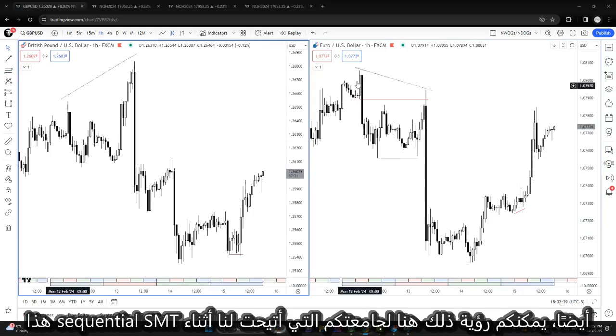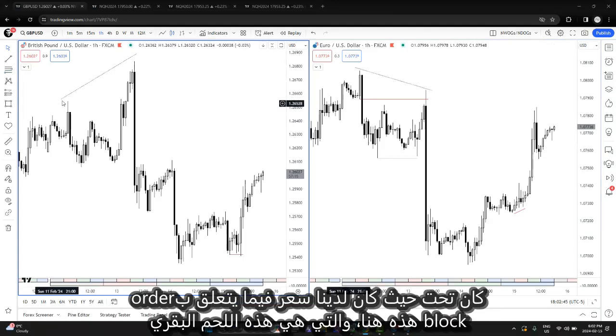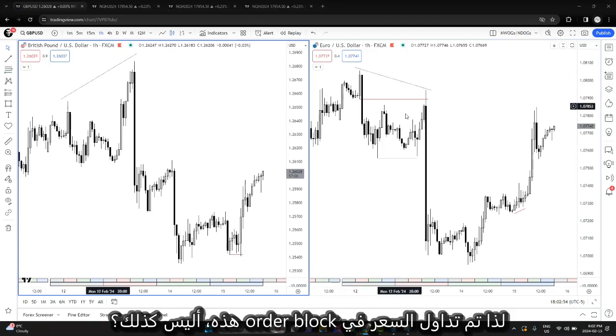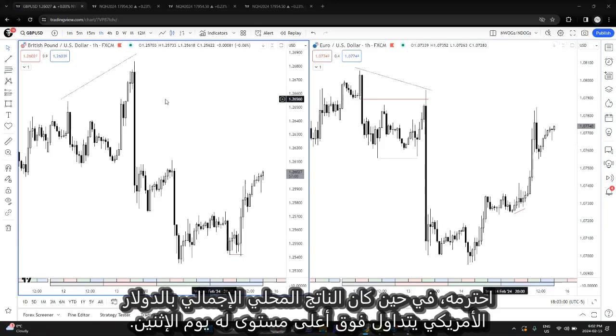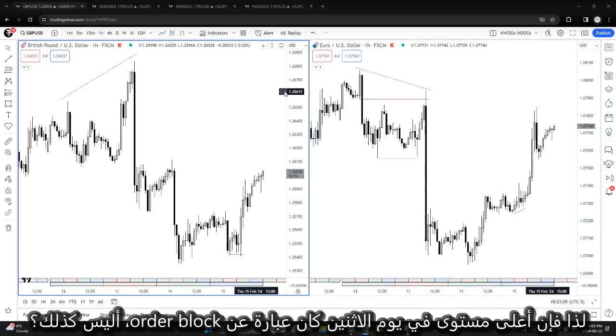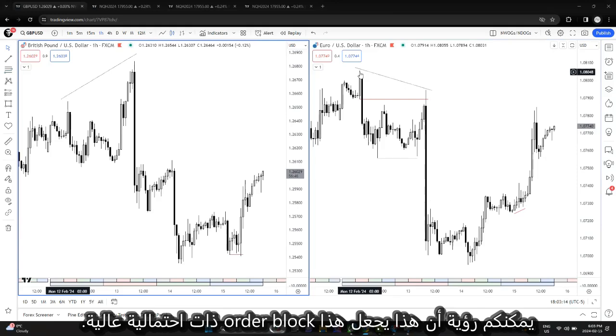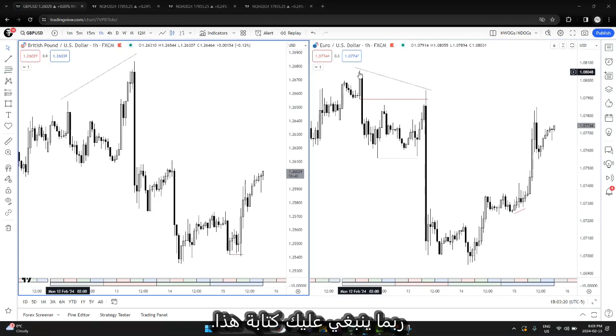Also, you guys can see over here for Euro USD, while this sequential SMT was underway, we had price respecting this order block right here, which is this beefy up closed candle, right? So price traded up into this order block, respected it, while GBP USD was trading above Monday's high. So the high of the day for Monday was an order block. As you guys can see, this makes this a high probability order block. You should probably write this down.